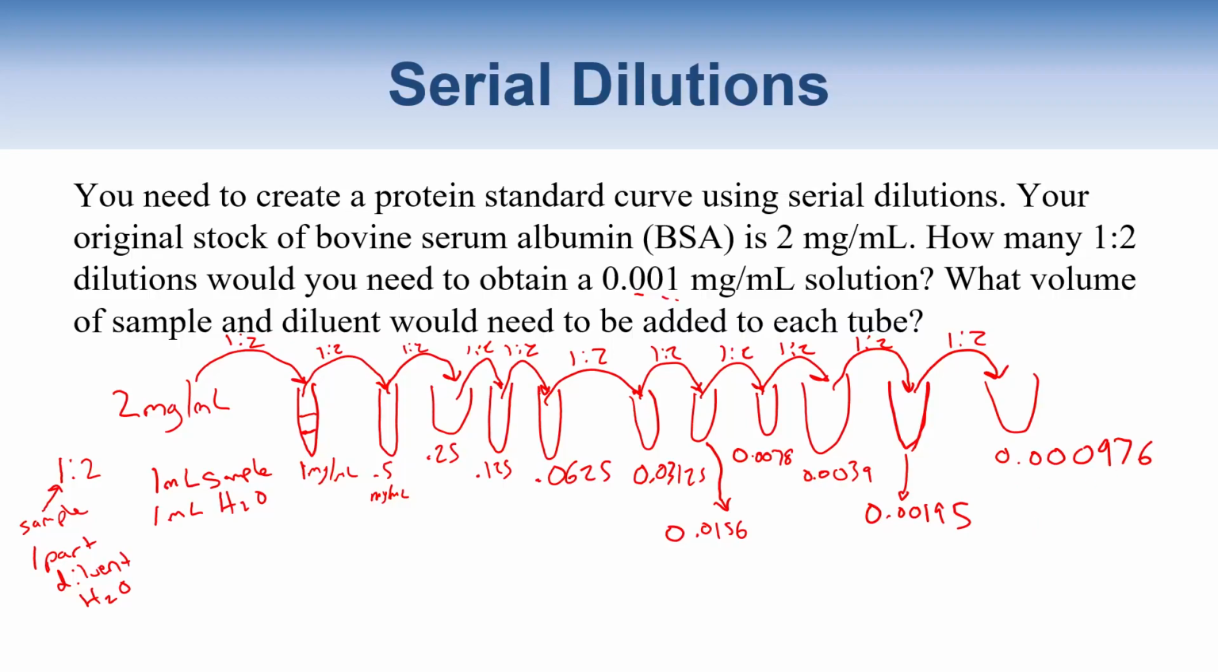So how many 1:2 serial dilutions would you need to obtain that concentration? Well, 1, 2, 3, 4, 5, 6, 7, 8, 9, 10, 11. 11 serial dilutions.